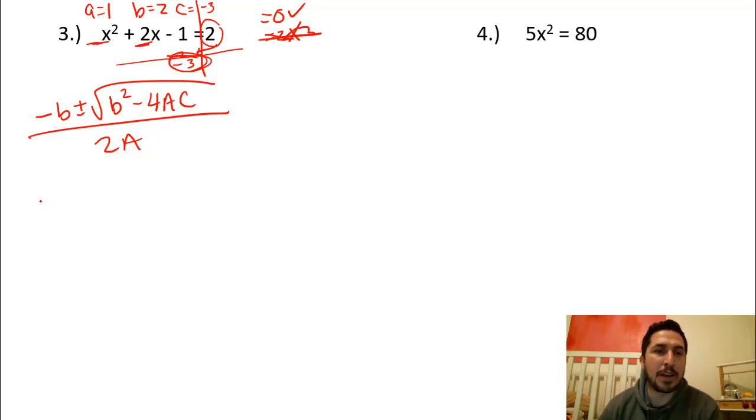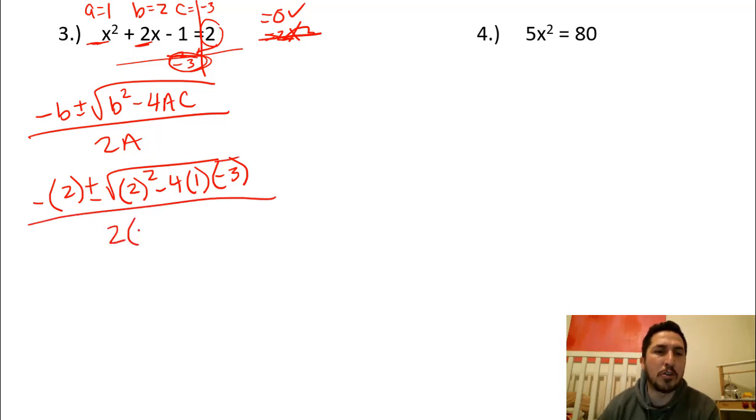So here you go. Now all we got to do is plug it in. So I got negative, what's the B value? Parentheses 2 plus or minus the square root of parentheses, what was the B value again? Oh, yeah, 2 squared minus 4, parentheses, what's the A value? 1, parentheses. What's the C value? -3, all over 2, parentheses. What's the A value? 1.